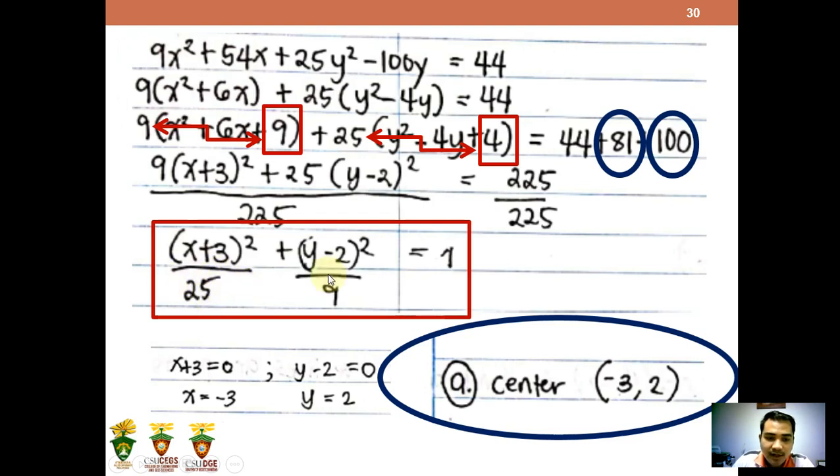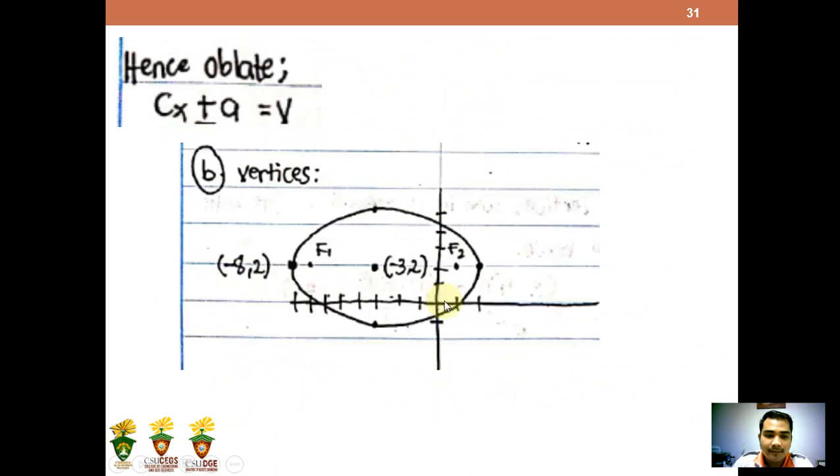25 is equal to a squared and 9 is equal to b squared. To get the value of a, we take the square root of 25, which is 5. For b, we need the square root of 9, which is 3. So our a is now 5 and our b is 3. We just add it, no?